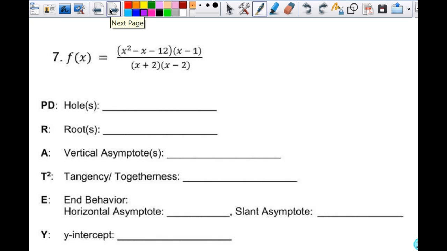So number 7. Need to factor the rest of it. So this is going to give me x minus 4 times x plus 3 times x minus 1 over x plus 2 times x minus 2. Okay?